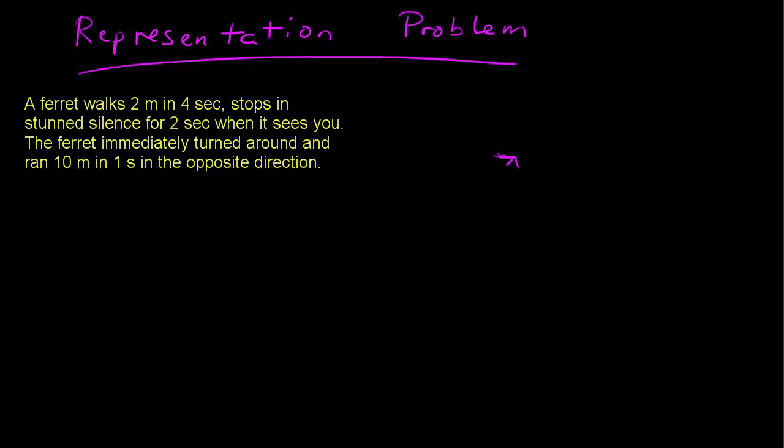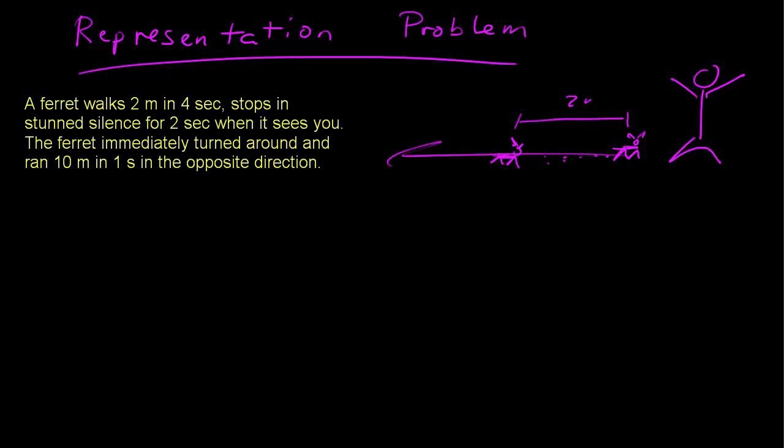I have this animal that I can't draw, but it's moving at a leisurely pace, a couple meters, to which it then sees you, is scared, and runs away, quite a bit away. So here's 2 meters, and then it runs, again not to scale, 10 meters in the opposite direction, much faster. All right, but I have an idea of what's going on.